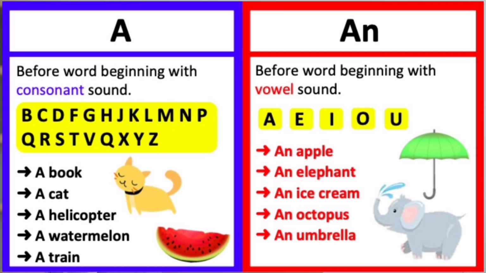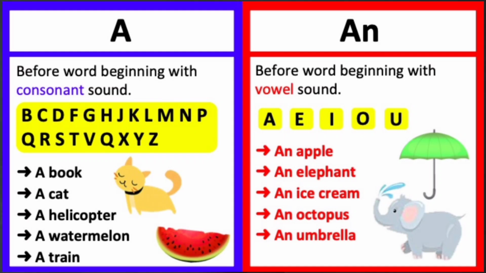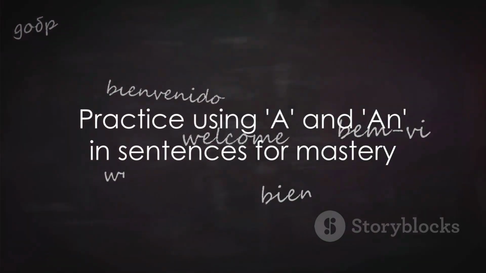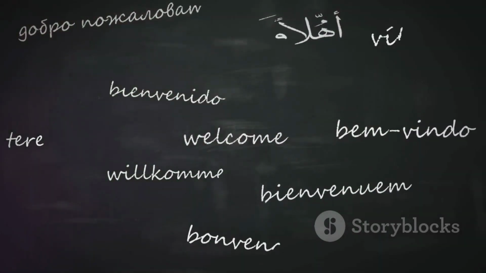We also use a and an with certain numbers, such as a hundred or a third. Don't forget the difference between a, an, and one. While a and an do not imply a specific quantity, one indicates a single unit or entity, and that's a wrap. Remember, practice makes perfect, so keep using a and an correctly in your sentences.